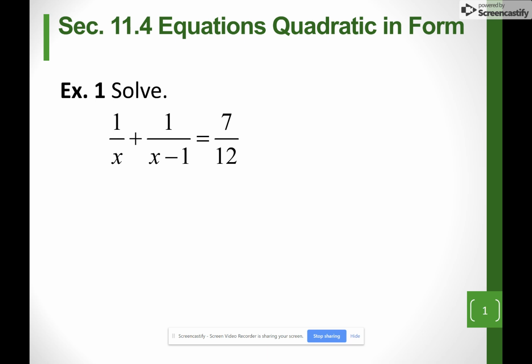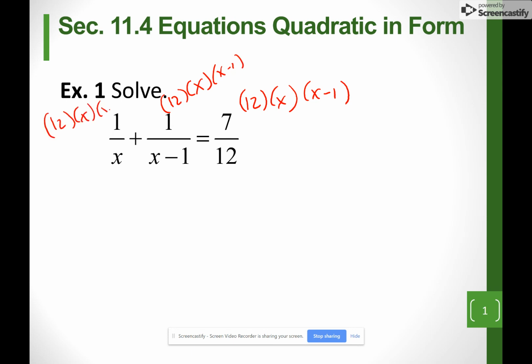Level 4, we're going to solve using the equation quadratic in form. So I see fractions. Let me get rid of fractions. I'm going to multiply everything by 12, also by x, and by x minus 1. Everything. 12, x, and x minus 1. That is what we used to call our least common multiple.